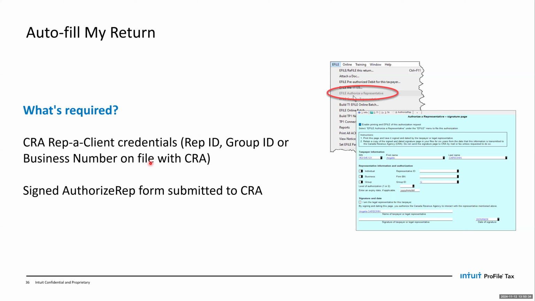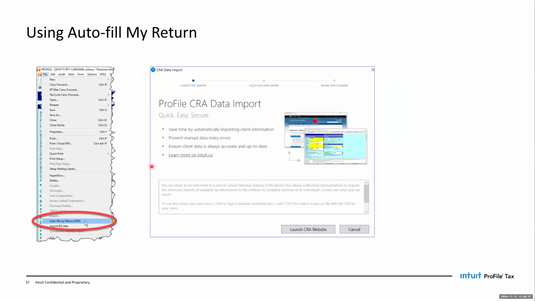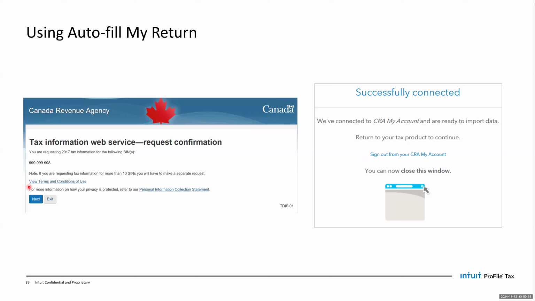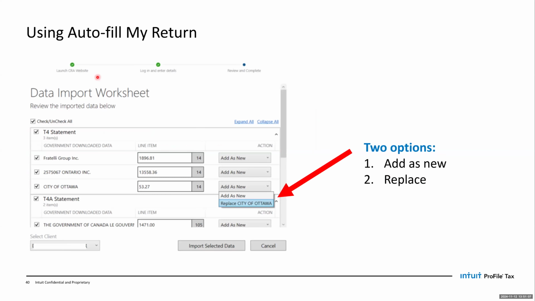And all you have to do then is, when it's time to use autofill my return, open up the client's file, select File, Autofill my return, and then click Launch CRA website, and then sign in with your credentials, and then double check to make sure you're at the right social insurance number. And then you will see this window that will open up and it'll say successfully connected. And then you could close that window and you could view the information that ProFile imported from CRA.